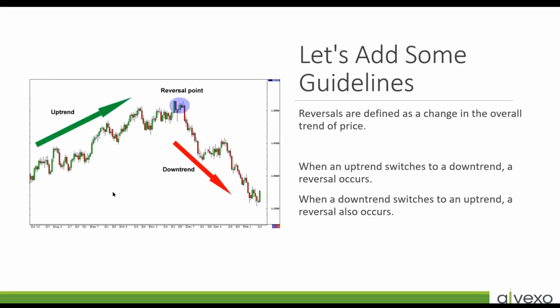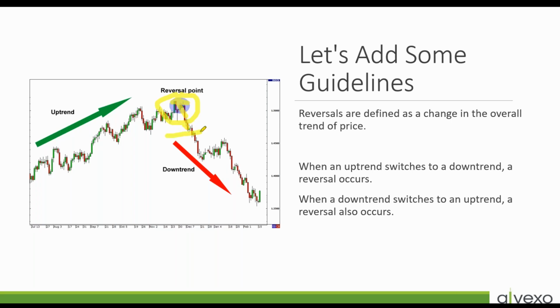So reversals are defined as a change in the overall trend of price. When an uptrend switches to a downtrend, a reversal occurs. Now, that doesn't mean that we're going to see it here. What we got is that was a reversal. That point right here told us that this trend was in trouble. We couldn't continue pushing to higher highs, and we came down and started getting lower lows.